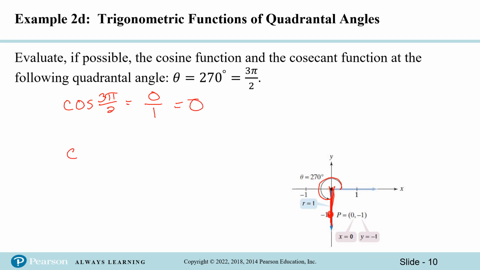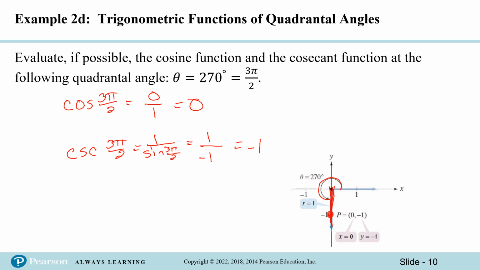And the cosecant of 3 pi over 2 is 1 over the sine, which is 1 over the y value. The y value is -1, and we end up with -1.